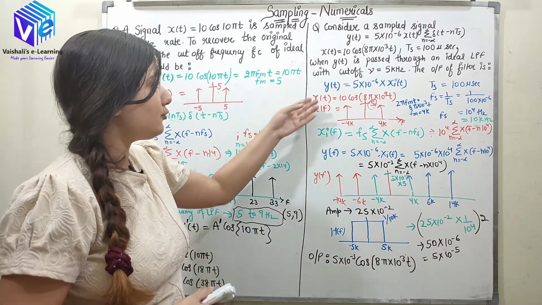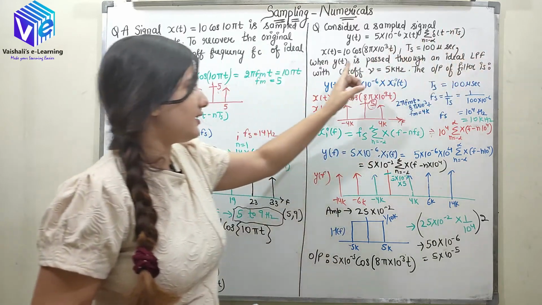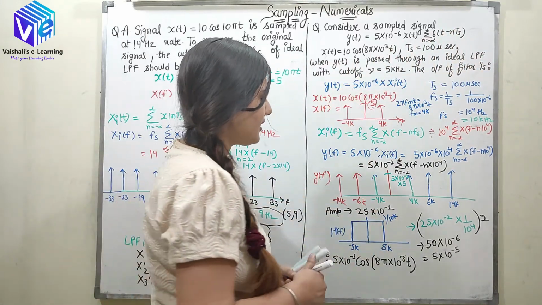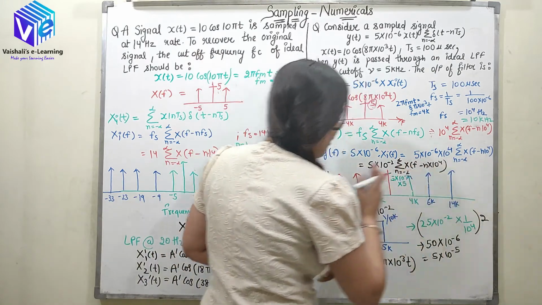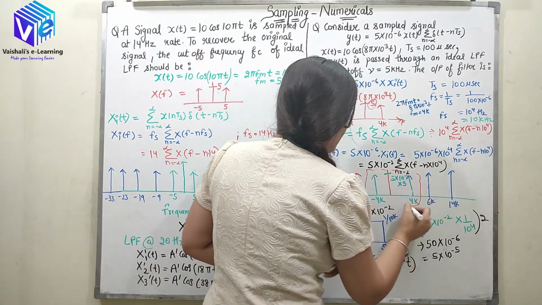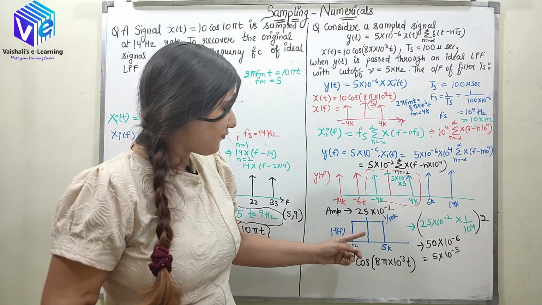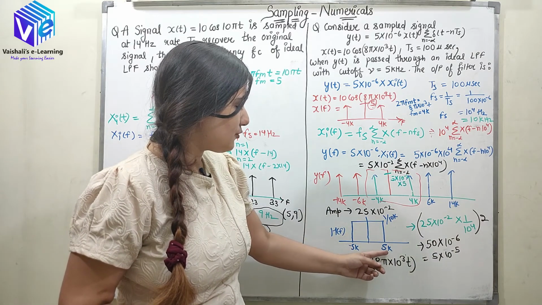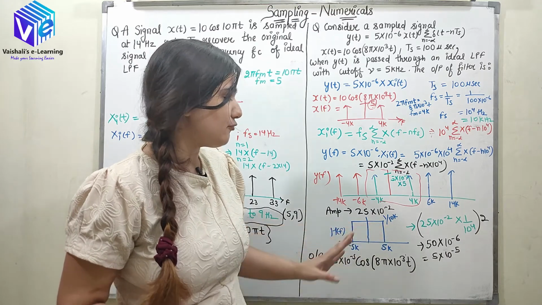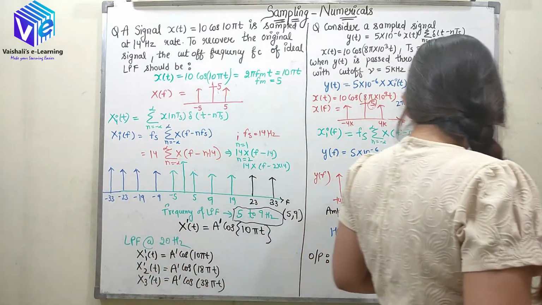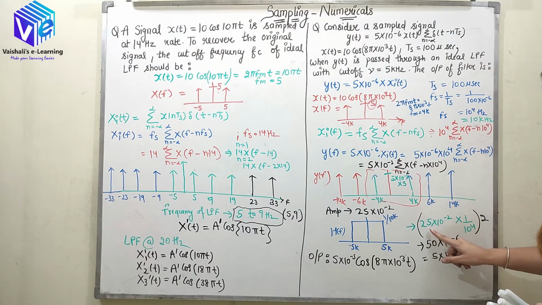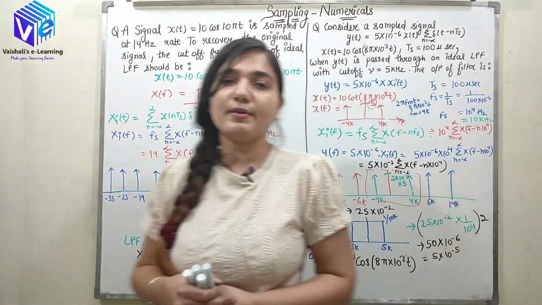Now I'm passing it through an ideal low pass filter. When I pass it through the ideal low pass filter, the cutoff frequency is 5. So all these components are rejected and I am getting these components only. So now I am getting two components. The frequency range of the low pass filter would be minus 5 to 5 and the amplitude would be 1 upon 10k. So this amplitude is multiplied. Now 25 into 10 raised to power minus 2 is multiplied with 1 upon 10 raised to power 4. I'll get 50 into 10 raised to power minus 6, which is represented as 5 into 10 raised to power minus 5.